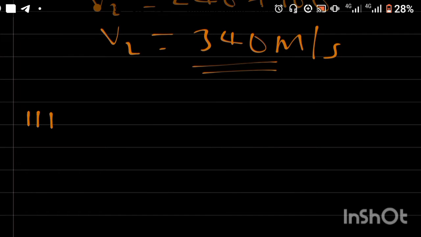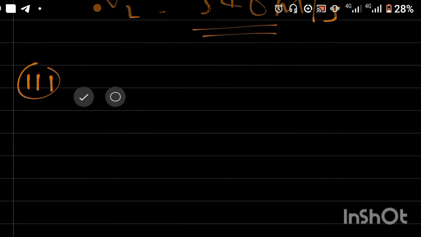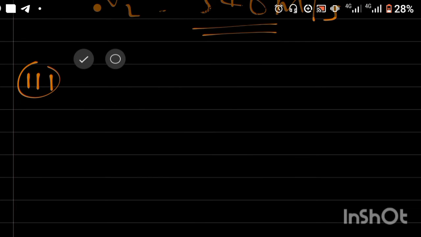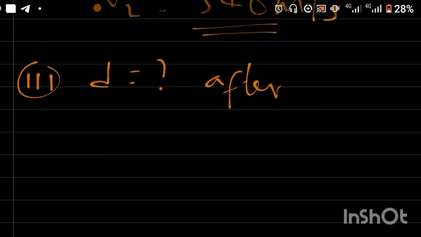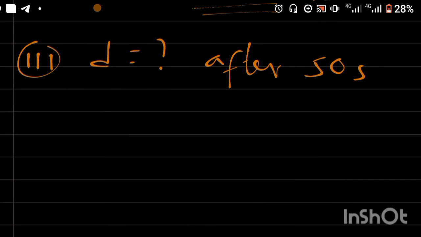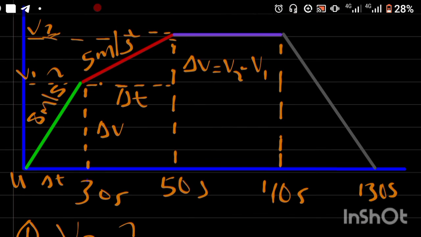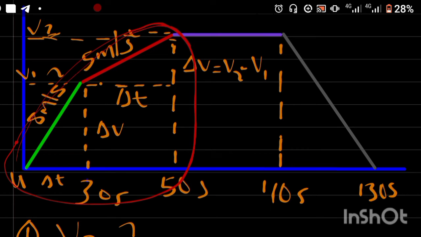Question number 3. Calculate the distance traveled in the first 50 seconds. So the distance traveled in the first 50 seconds, we have to go back to the velocity time graph. If you take a look at this diagram, for the first 50 seconds, this is the motion of the object, or this is the motion of the car. This particular area, like this.